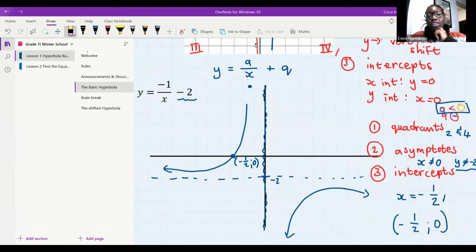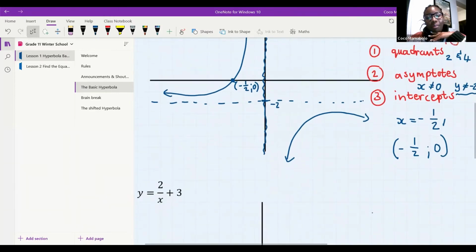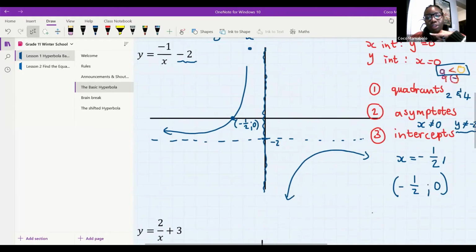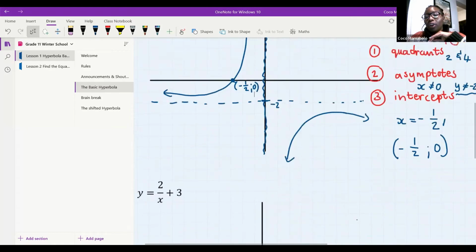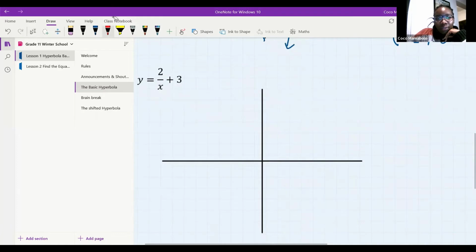I want you guys to try the next one. Remember, I want you guys to try and draw it with all its intercepts and such. Remember that we're looking for 3 things: the quadrants, the asymptotes, and the intercepts. Barbara, if you're still a bit lost, try and follow along. Babalo, try and follow along this time. Remember the 3 things that we're looking for.